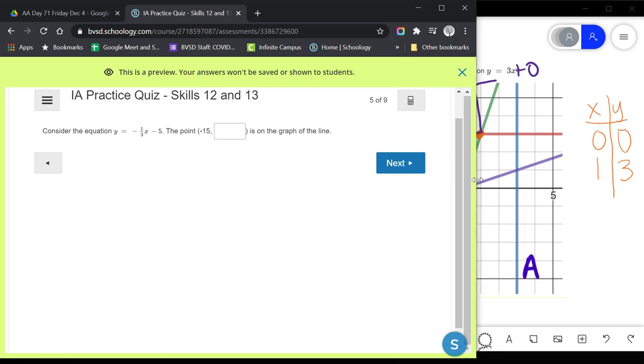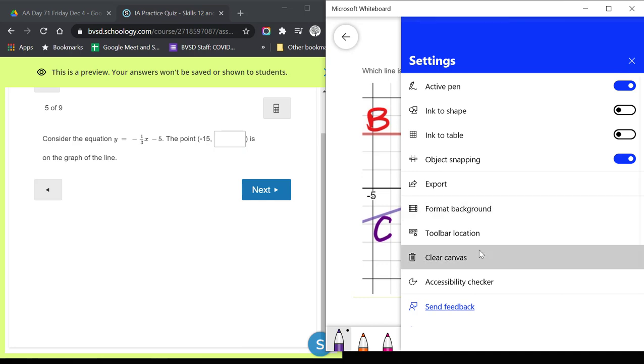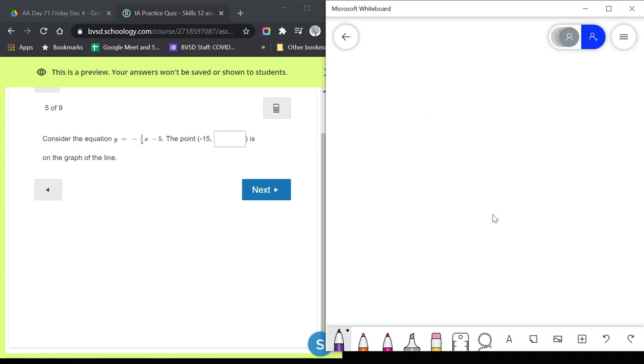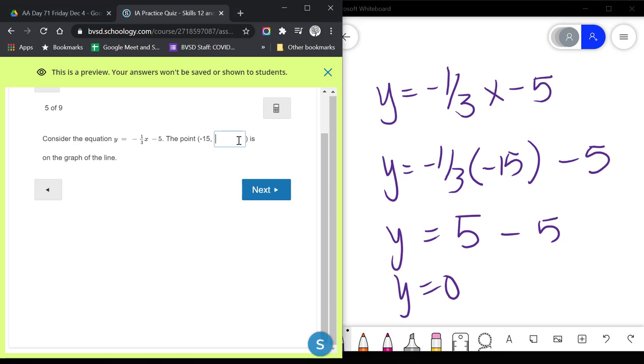This one we might want to do a little bit of calculation for. It's telling me that negative 15 is the x-coordinate, and it wants me to find the y. So I'm just going to take this equation, and in the place of x, I'm going to put negative 15. Negative times a negative gives me a positive, so 0 is the y-coordinate that goes there.